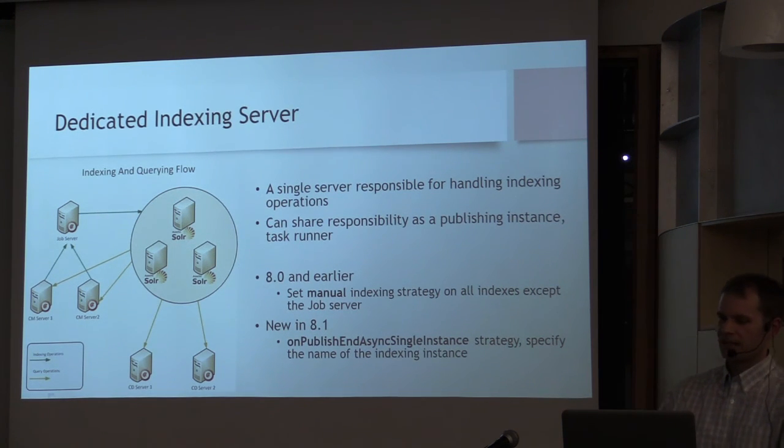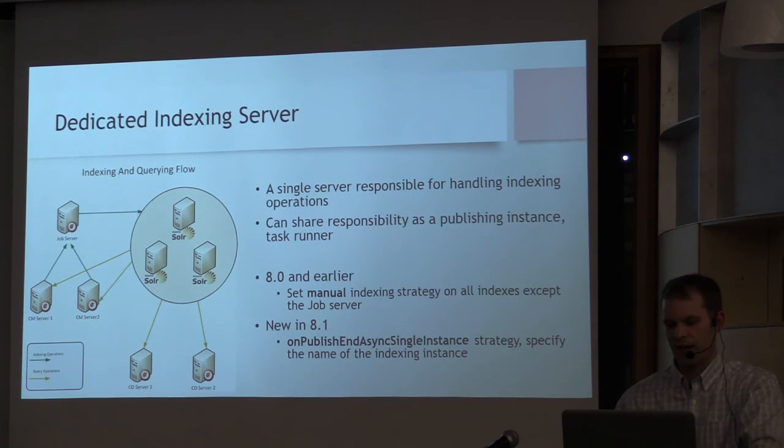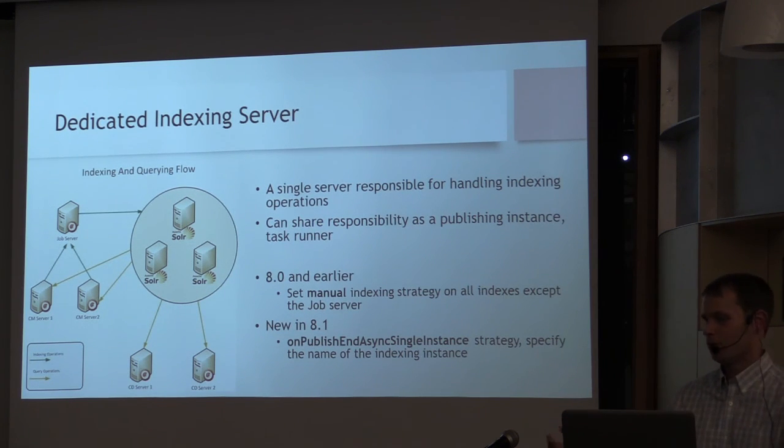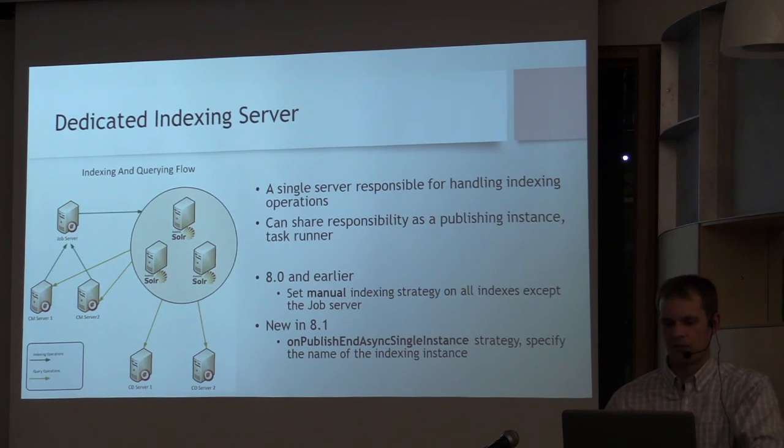So this is actually new in 8.1. This was on my wish list, and then I scratched it off when I set this up on Monday. We have the publish end async single instance strategy. And I'd like to think that they implemented this based on the project I mentioned that we're going to production with, because we specifically demanded this from support. Now it's in 8.1, pretty cool. So you just give it the job server name, and you don't have to do anything with your configurations.